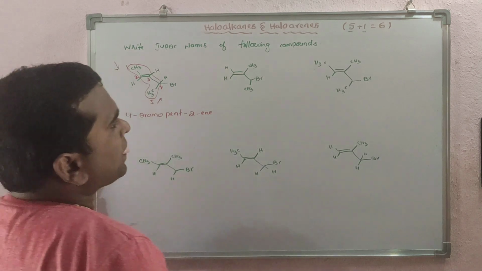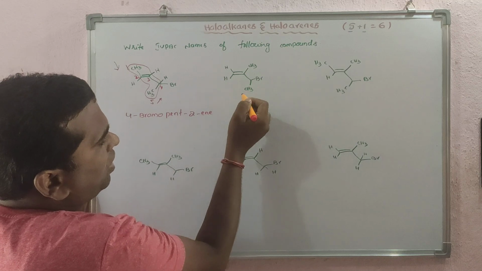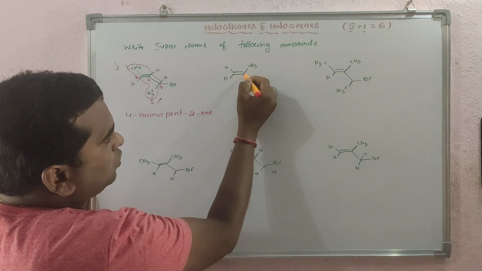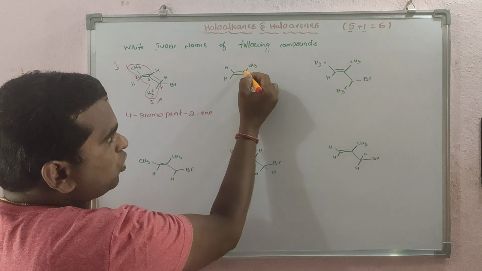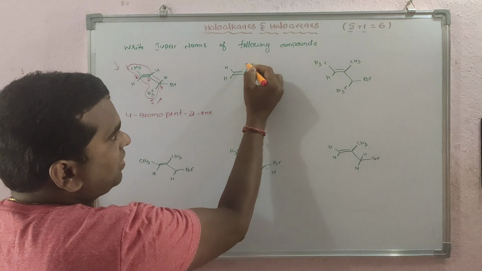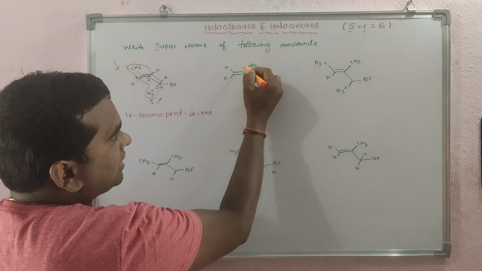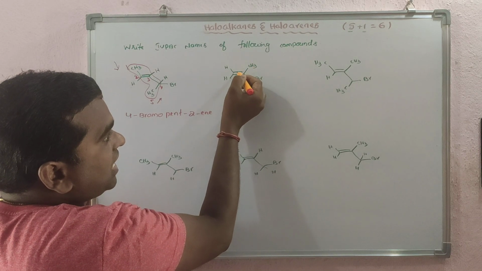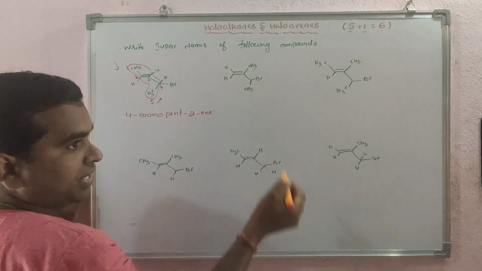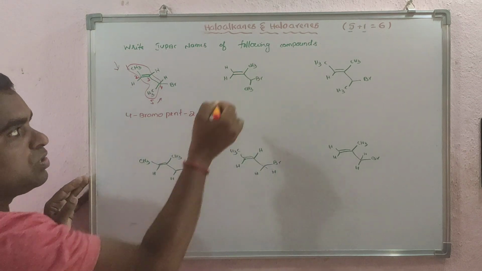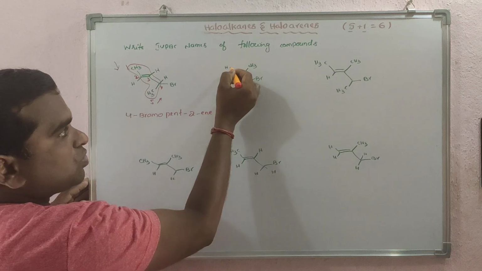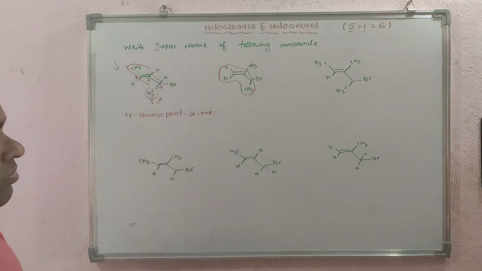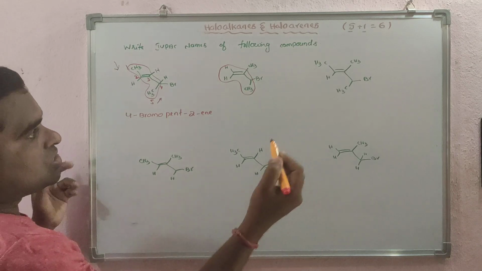In the same way, you have to select the longest carbon chain. Here 1, 2, 3, 4. Here also 1, 2, 3, 4 is there. But you should not select this one as the parent chain, because if you select this one, the double bond is not included in the parent chain. Clear? So you have to select this one as the parent chain. Now start giving numbering.